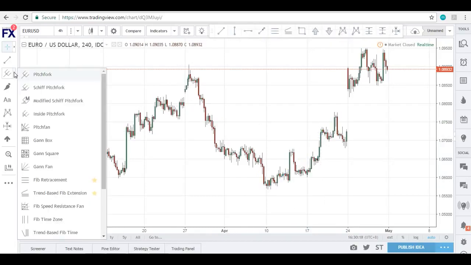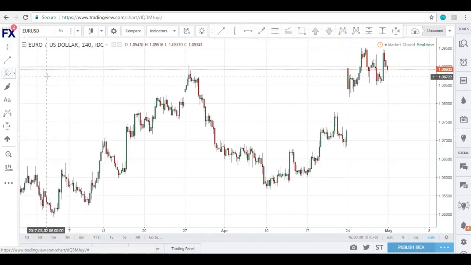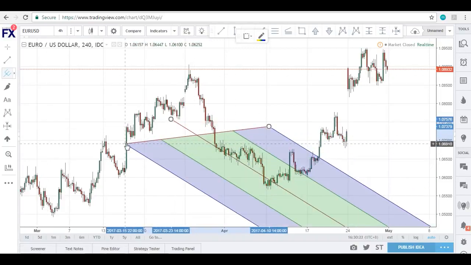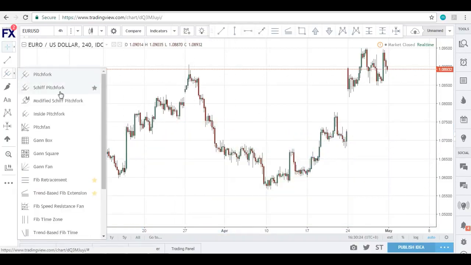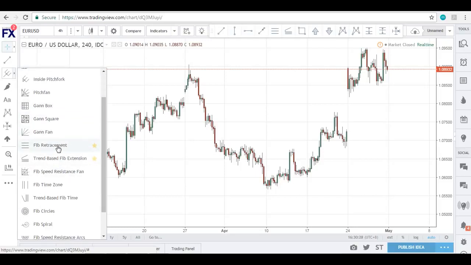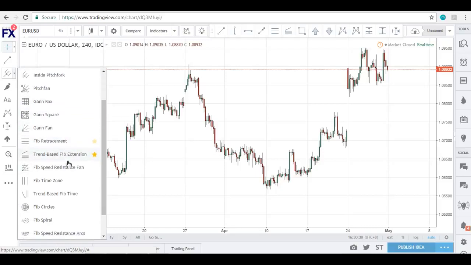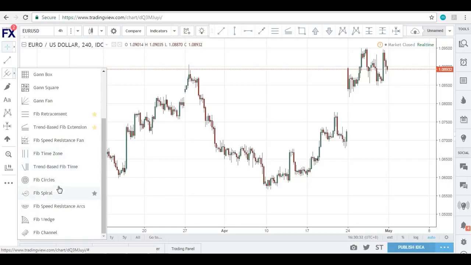Below that, you have your different tools like the pitchfork, something we don't use here. We have the different gann boxes, square. These are the ones we use, the fib retracements and the extensions. You also have your fib time zones, your spirals and circles.